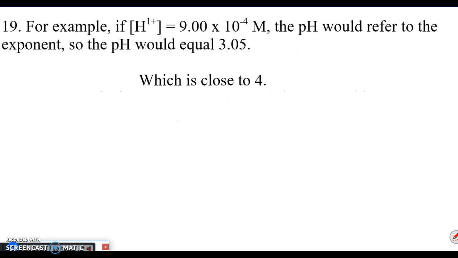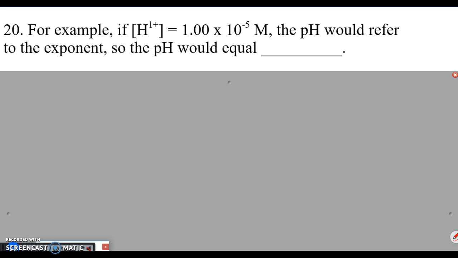If the hydrogen ion concentration is 9 times 10 to the negative fourth, the pH would refer to the exponent again. So the exponent in this case, again, is a 4 negative, but this number out front's not a 1 like the last problem, so it changes our number a little bit. If I do the mathematics of this, the pH is 3.05, which is close to 4. So again, when I'm given hydrogen ion concentrations, the exponent gives me an idea of what the pH should be.